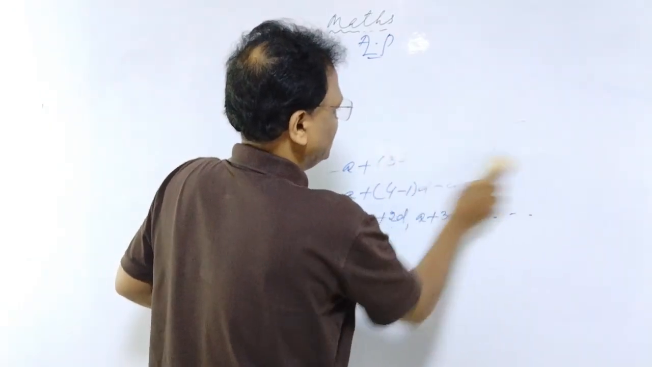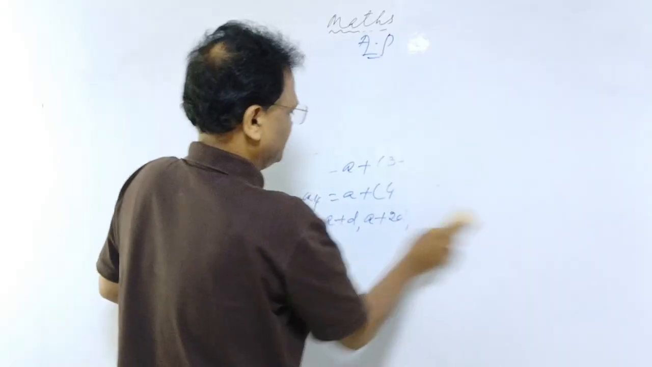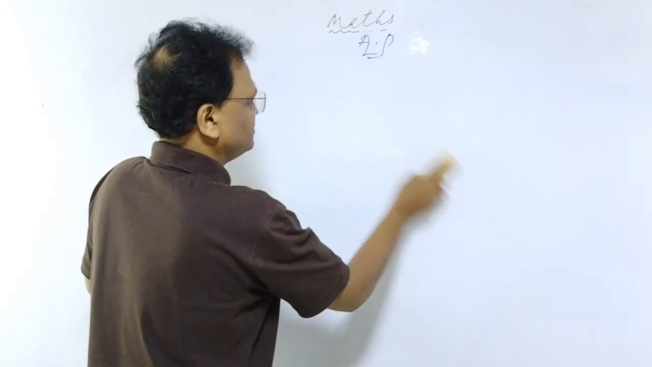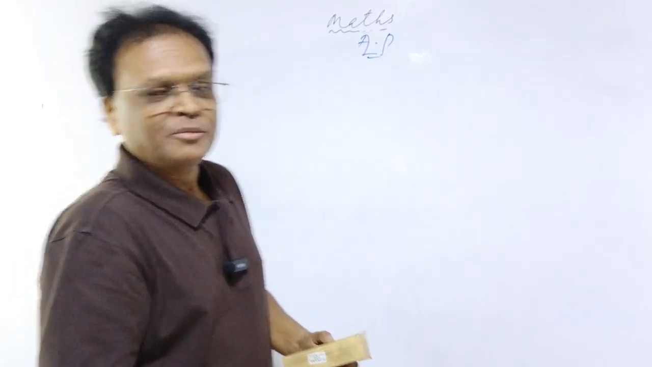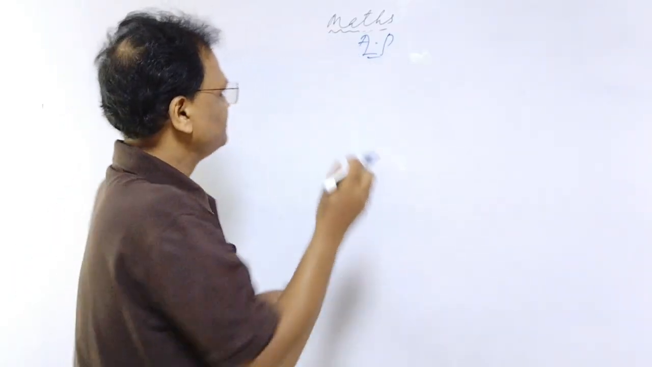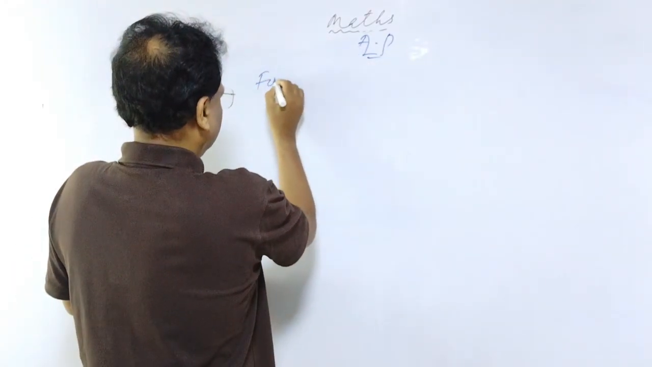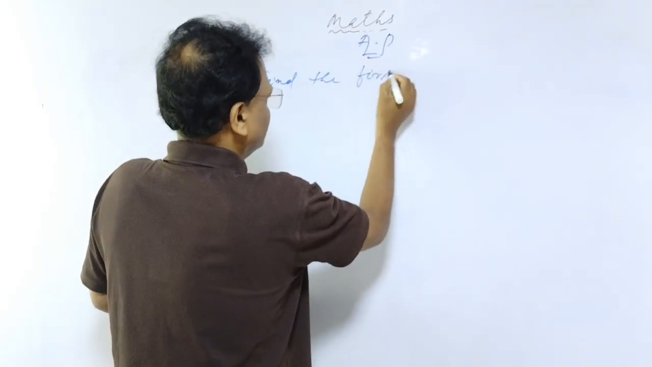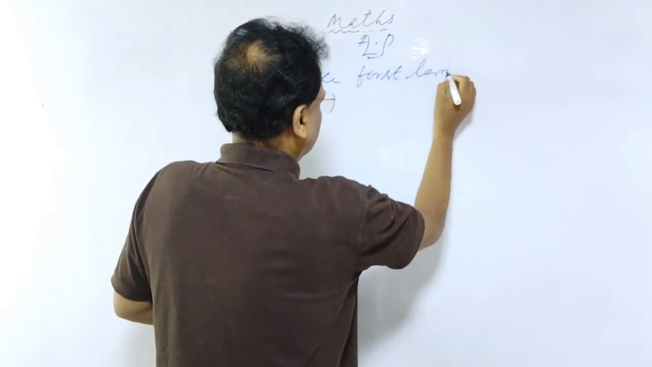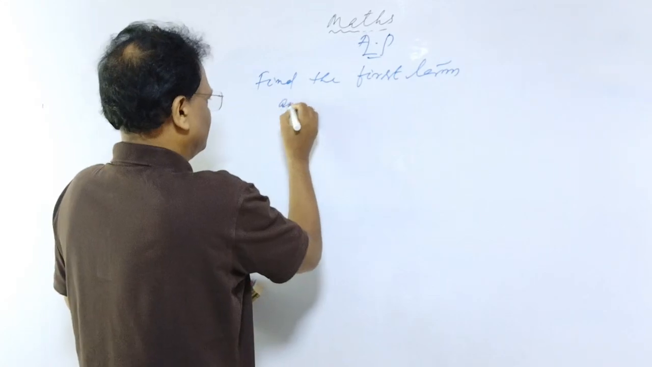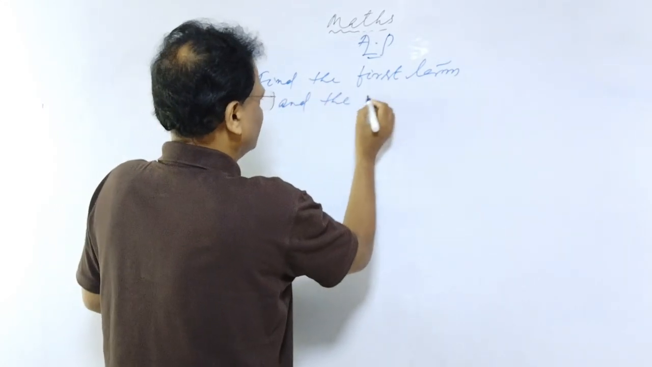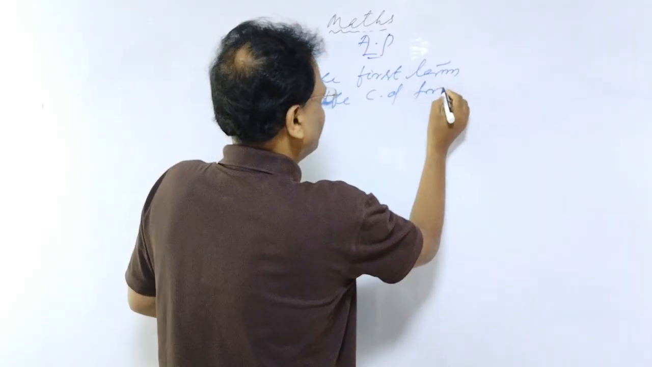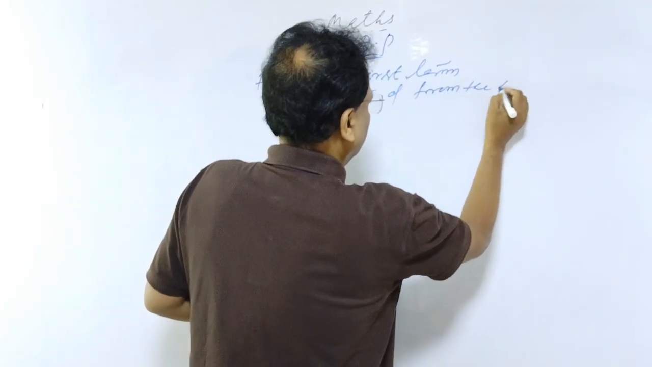Next is the sum of the nth terms of the AP. But first let's do some numerical problems, then we'll go for that. Find the first term and the common difference from the AP.